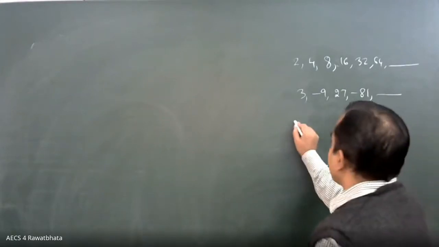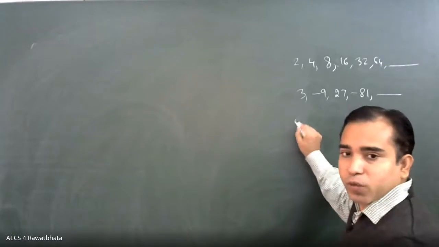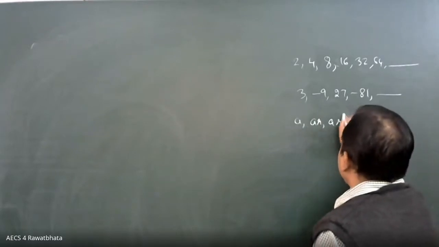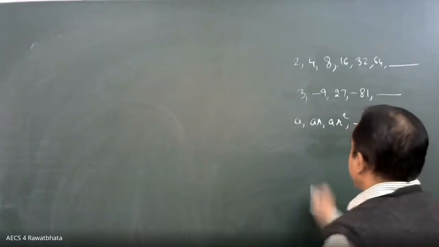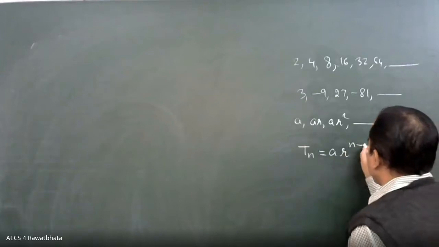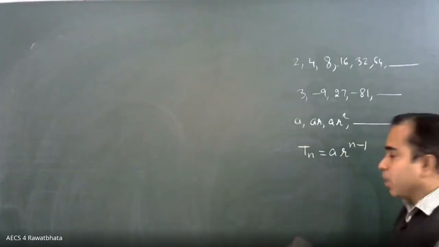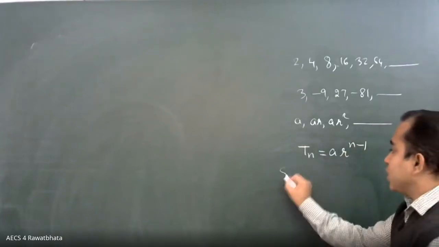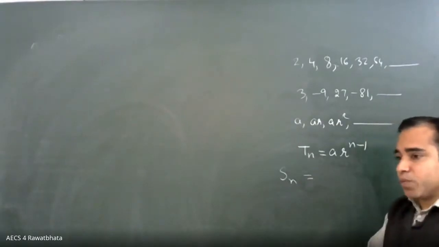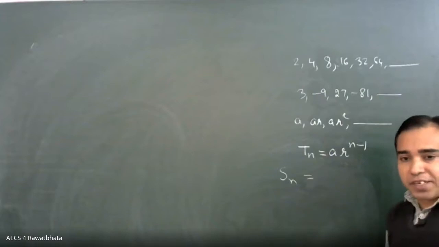A general geometric progression can be written as a, ar, ar square, ar cube, etc. Its nth term we discussed: nth term is ar raised to power n minus 1. This was nth term. Sum of first n terms, what was that? Aditya, can you tell me what was the sum of first n terms?